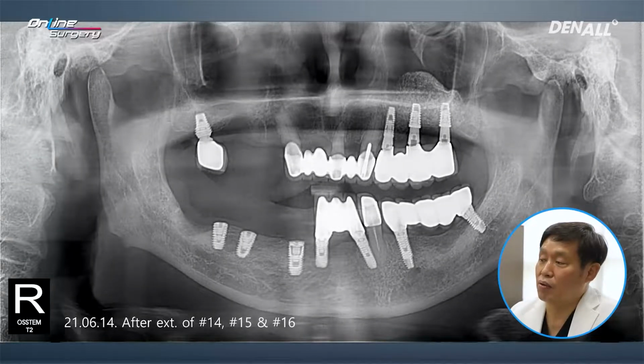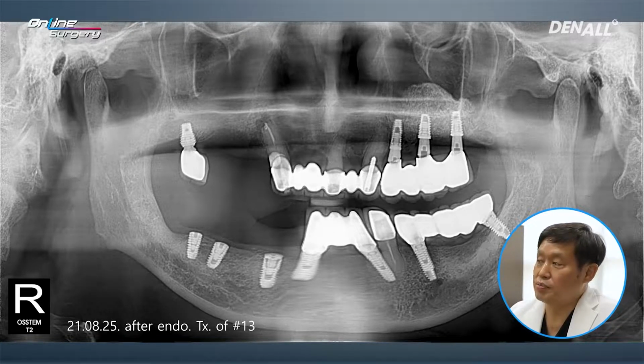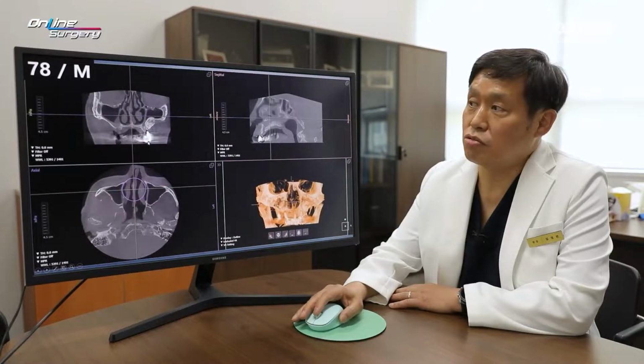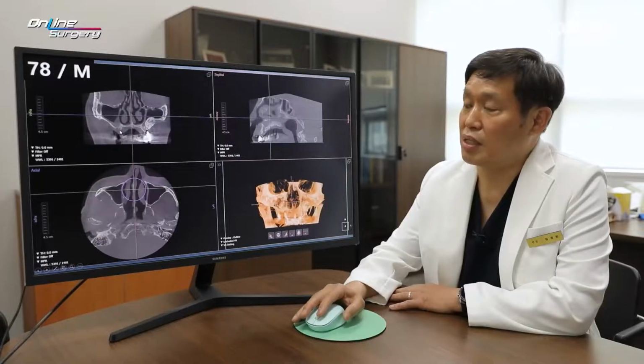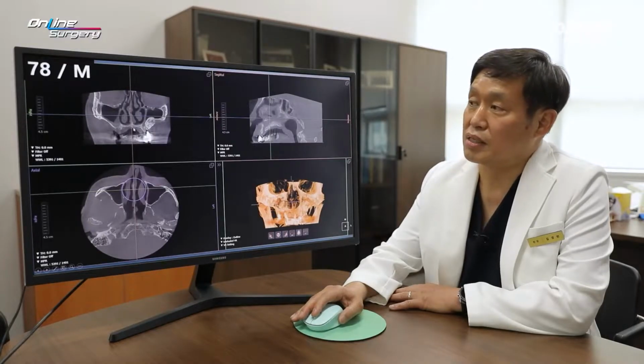Extraction is not done in the upper. 3 teeth, number 14, 15, 16 were extracted. After that, in number 13, we did endodontic treatment. You'll be able to see it on CT, but the canine root is quite distally tilted. I took CT before surgery. In the area where teeth are missing in the upper right, you can see quite a lot of mucosal thickening, but the maxillary ostium is well maintained and it's not going to be a problem in doing sinus graft.